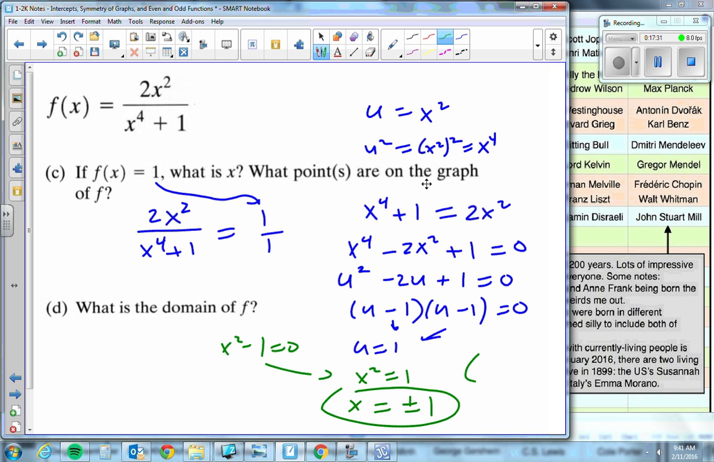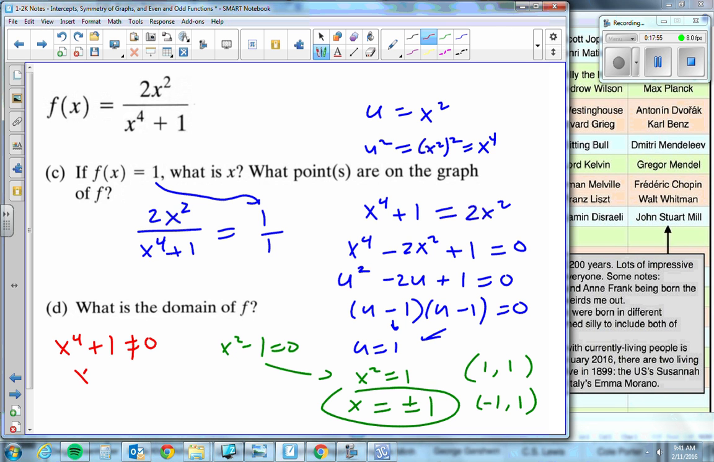All right, fine. And then to answer the question, so that's to answer the first part. What points are on the graph? Well, both of these x values produce a y value 1. So 1 gets you 1, and negative 1 also gets you 1. All right. Now the domain of this thing. You want to figure out when the denominator is 0 because you can't let the denominator be 0, right?